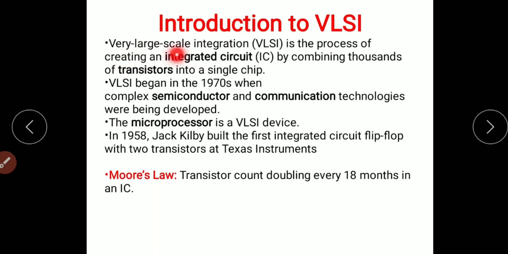Good morning. VLSI stands for Very Large Scale Integration or Very Large Scale Integrated Circuit. What is VLSI technology? What is the necessity of VLSI technology in our day-to-day life?